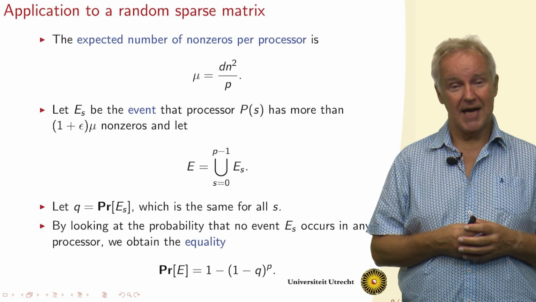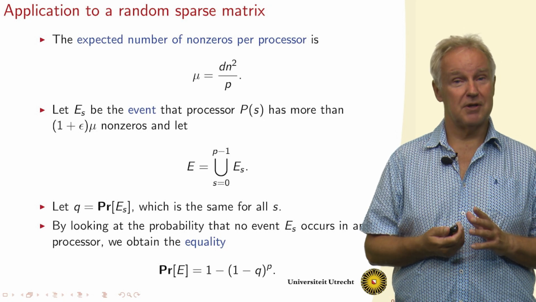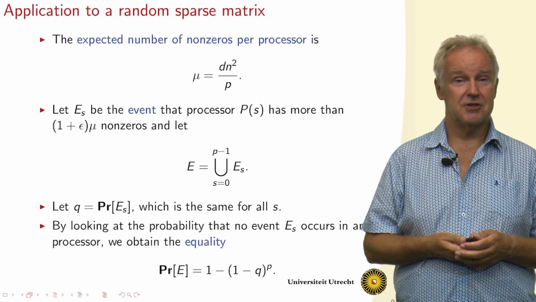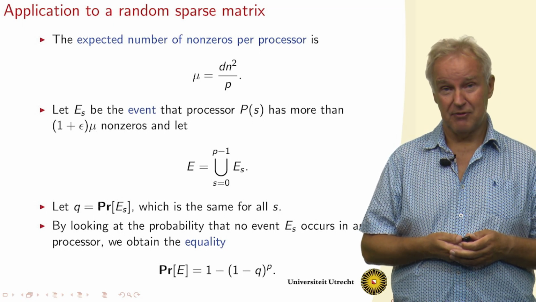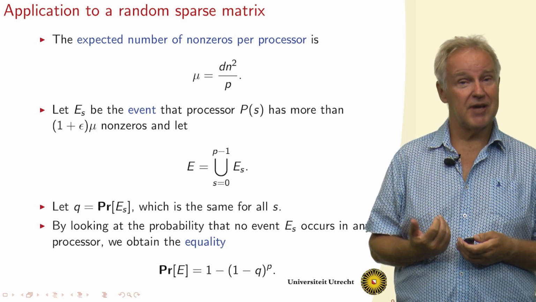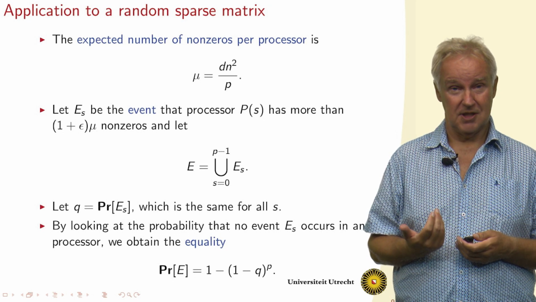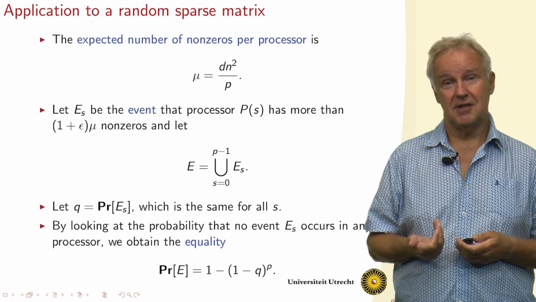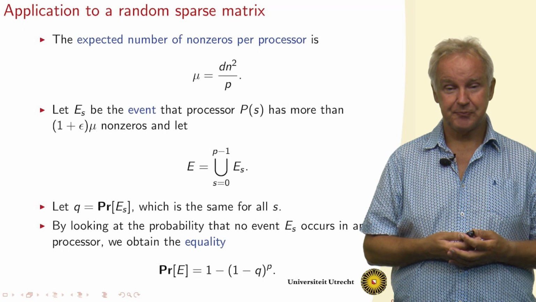OK, we can apply this to a random sparse matrix. The expected number of non-zeros, so mu, is just d, the density, times n squared divided by p. And that's n squared divided by p is the number of elements that a processor handles. Elements whether 0 or not. Multiplying by d gives the expected number of non-zeros that a processor handles.